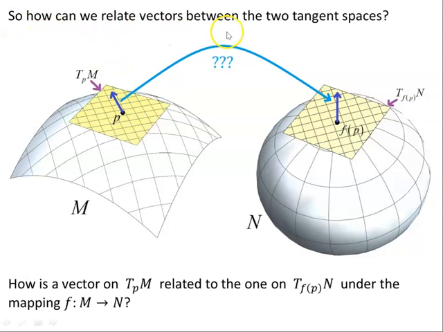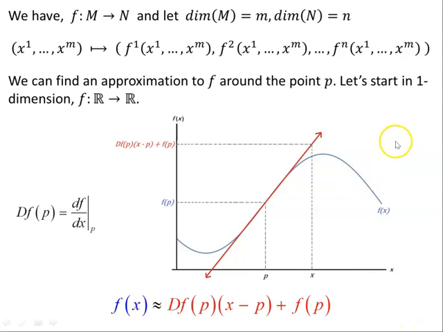So how can we relate vectors between the two tangent spaces? For instance, this vector here at P on the manifold M, in the tangent space of manifold M at the point P, how do we relate that to the vector here at F of P in the tangent space to the manifold N at the point F of P? All right, so how is a vector on T_P M related to one on T_F(P) N under the mapping F that maps from M to N? And that's the point of this video. That's what we're going to get at.